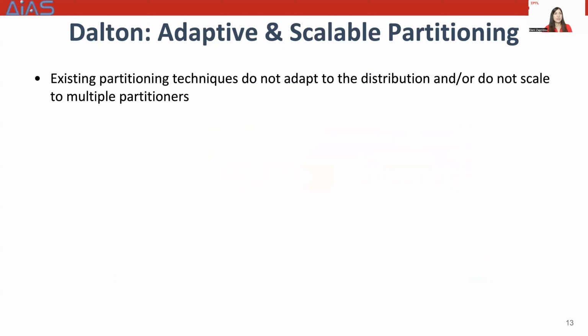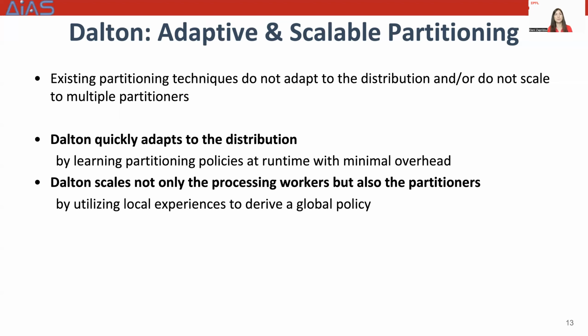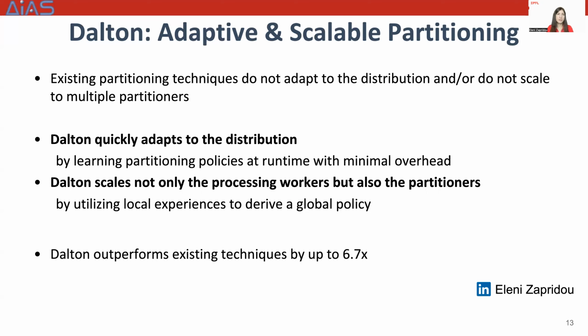So we observe that there is not a single partitioning technique that both adapts to the data distribution and is able to scale to multiple partitioning instances. We propose in this work Dalton, which is able to adapt to the data distribution because it learns from its previous assignments and then makes quick decisions based on past experiences, and is also able to scale to multiple partitioning instances because of its ability to coordinate the partitioners and derive a global policy based on the local experiences that the partitioners gather. Dalton outperforms existing techniques by up to 6.7x.